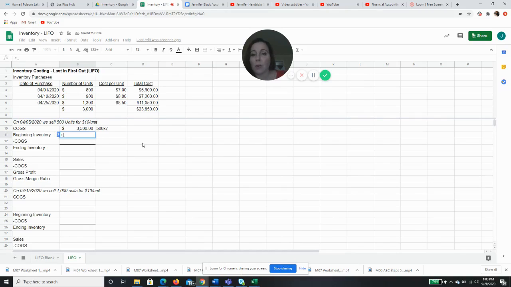Our beginning inventory is only this first batch of 5,600. That's all we have so far because it's only April 5th. And our cost of goods sold is 3,500. And so our ending inventory will be 5,600 minus 3,500, or 2,100. Our sales, we sold 500 units times $10 a unit.